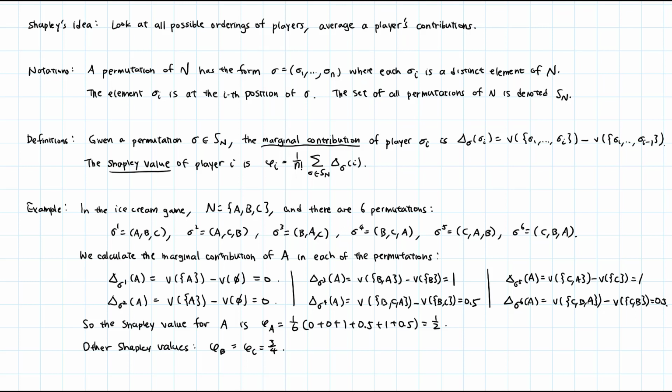Now, calculating Shapley values using only the definition is quite computationally intensive. There is an exponential number of permutations. The good news is, there are ways to simplify this calculation for certain cooperative games, and this can be done by looking at some good properties of Shapley values. We will discuss these properties in the next lecture.